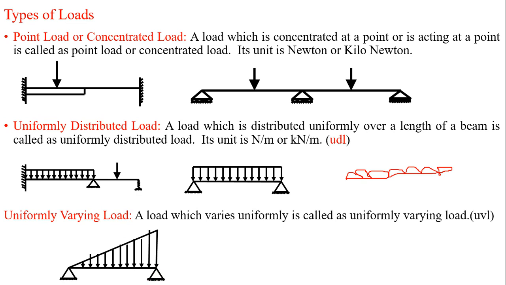Uniformly varying load can also be in terms of a trapezoidal load, where at one end instead of 0 there will be some load value and it will go on increasing linearly, and at the other end there will be maximum load. So this type of load is also called a uniformly varying load or trapezoidal load. So uniformly varying load mainly acts in two different shapes, that is triangular load, like here, and the second is trapezoidal load.